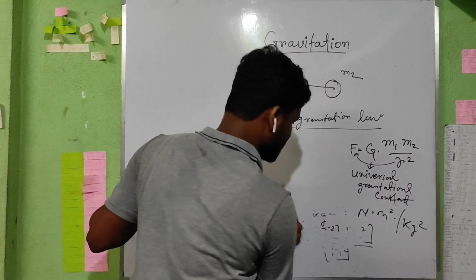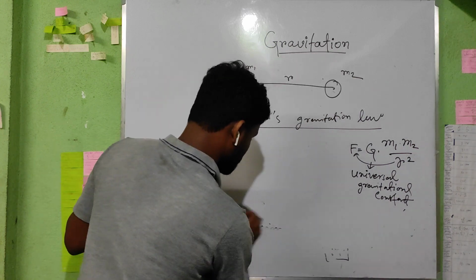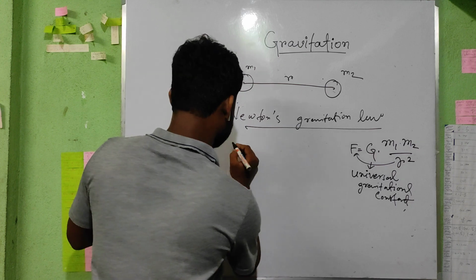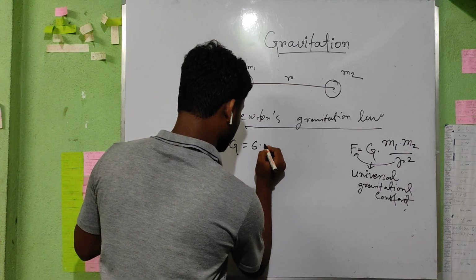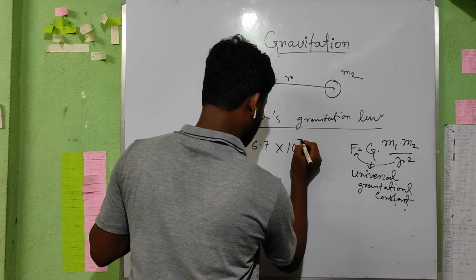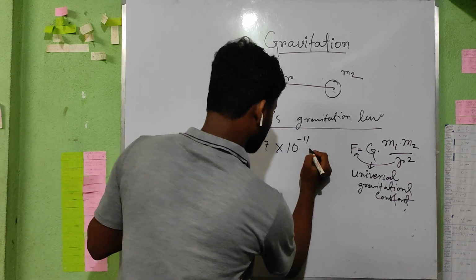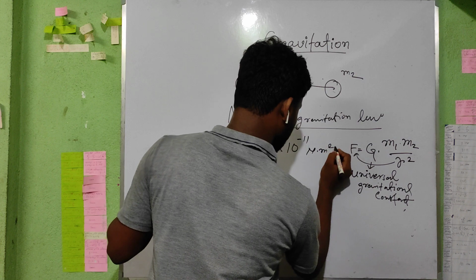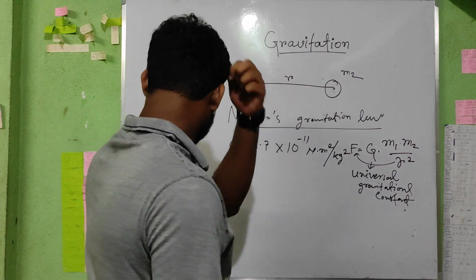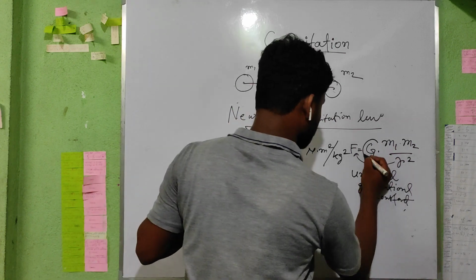But what is its value? The value of G, you can find out, is G equal to 6.7 into 10 to the power minus 11. The unit is Newton meter square 1 by kilogram square. Okay, so we have understood this constant.